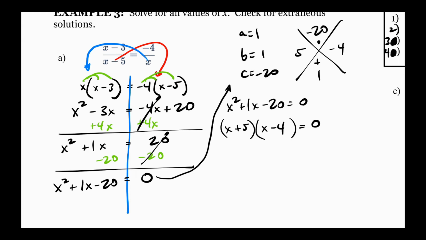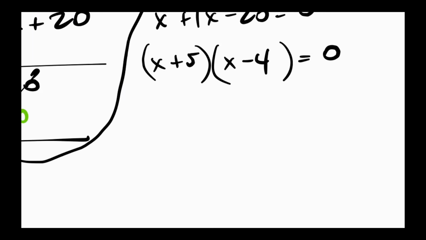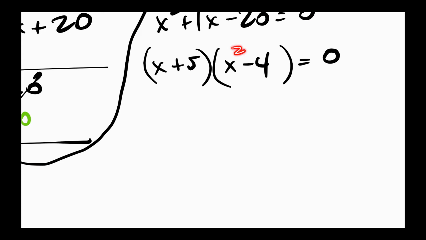Next step, difference of squares. Are any of these guys difference of squares? This one's really close, but it doesn't have a square, so nope. That's where I stopped factoring, but I need to solve. So what's the only added step? You remember?